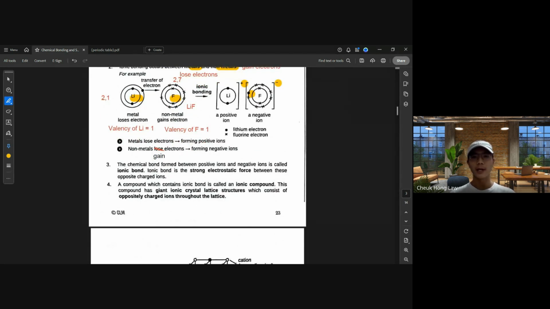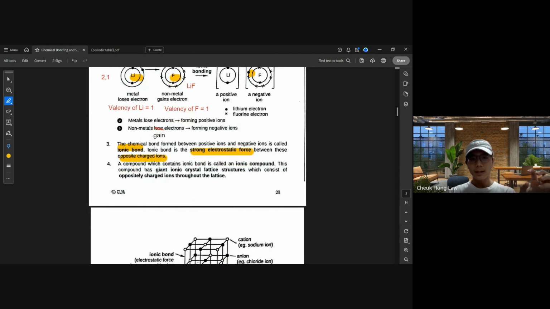Now we move on to the actual bonding. The bond between the positive and the negative ion is called an ionic bond. The ionic bond is the strong electrostatic force between the oppositely charged ions, so between the positive and negative ion. A compound which contains an ionic bond is called an ionic compound. Pretty self-explanatory. And the structure of this compound is a giant ionic crystal lattice structure.